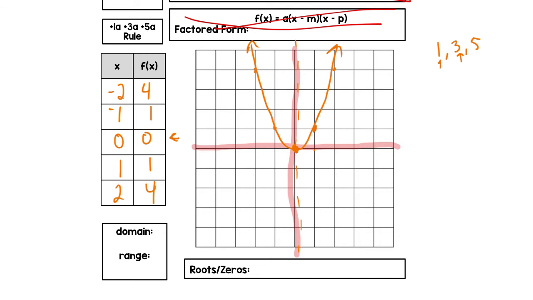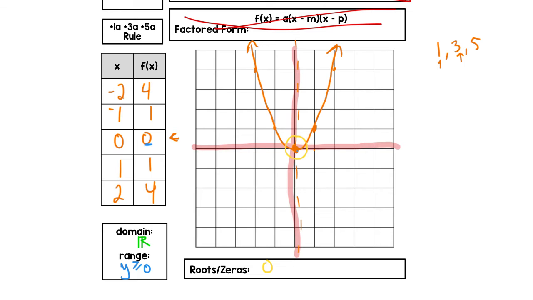Roots and zeros. What x coordinates do our parabola cross the x-axis? Well, there's only one, and it's at 0. It's right here. That's where it touches or crosses the x-axis. Domain and range. Domain for parabolas is always all real numbers. Range. We're going to look at the y-coordinate of the vertex, so that's 0. So the parabola is found above the vertex. That means the range is going to be greater than or equal to that vertex point.